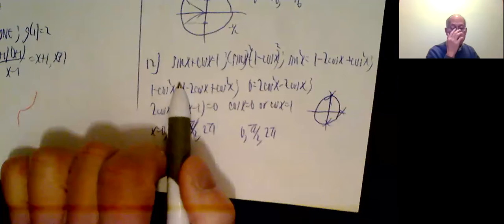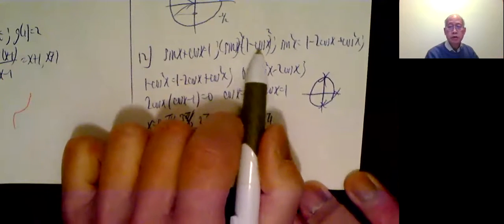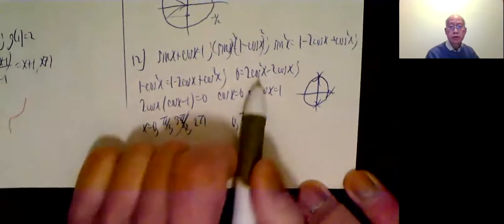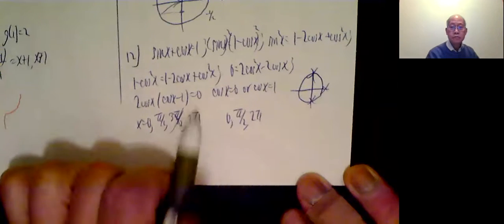Number 12, sine x plus cosine x equals 1. Subtract cosine x on both sides, square both sides. So sine squared x equals 1 minus 2 cosine x plus cosine squared of x.